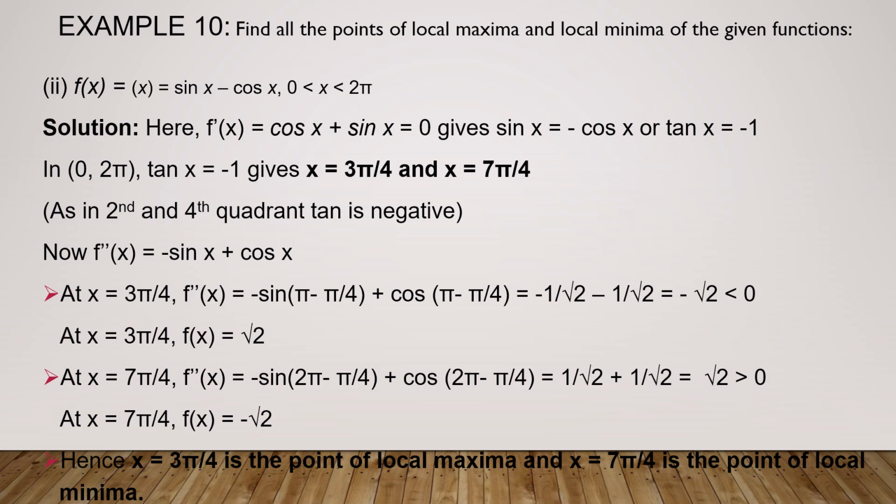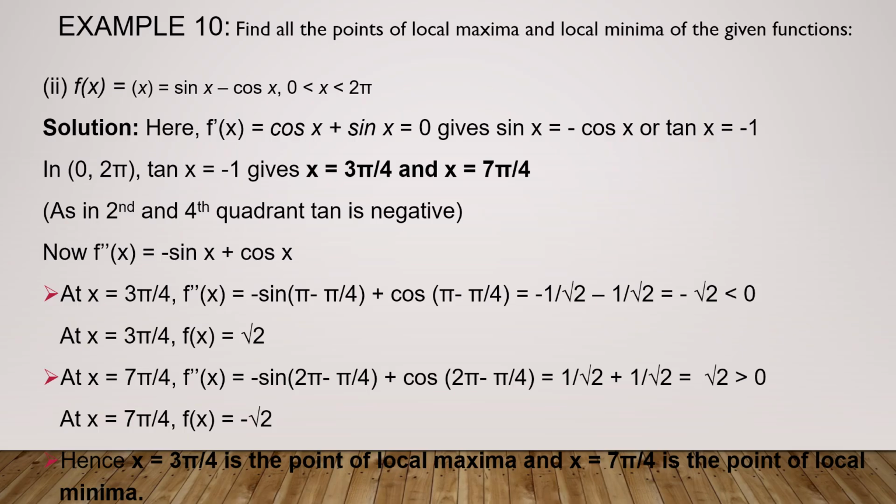When is tan minus 1? In 0 to 2 pi, tan is minus 1 when x is 3 pi by 4 and x is 7 pi by 4. Correct? So you have two values. As in the second and fourth quadrant, tan is negative. Now see, in the second quadrant, all A, S, T, C. So in the second quadrant, tan is negative. Even in the fourth quadrant, tan is negative.